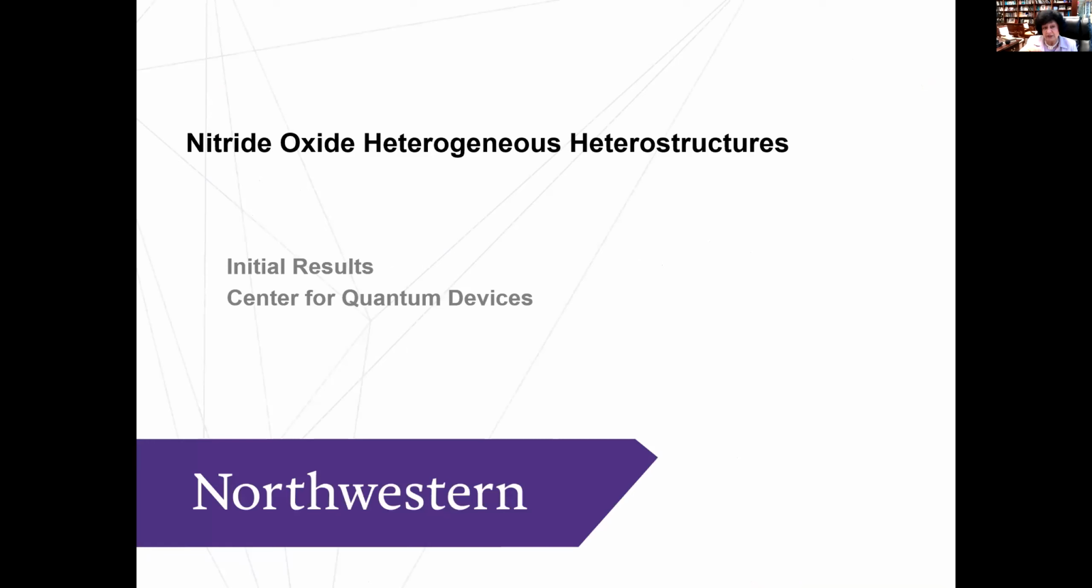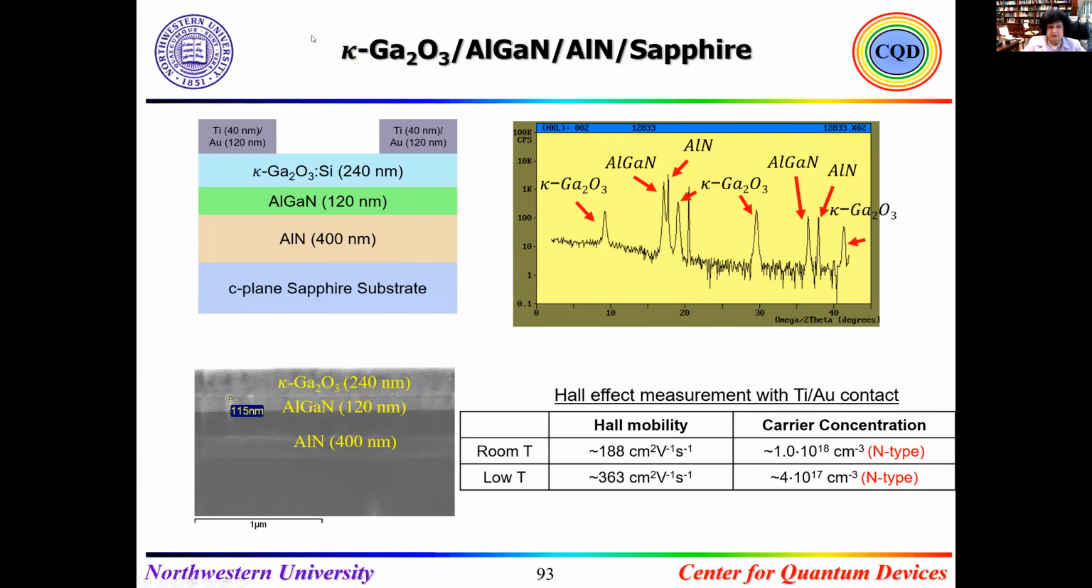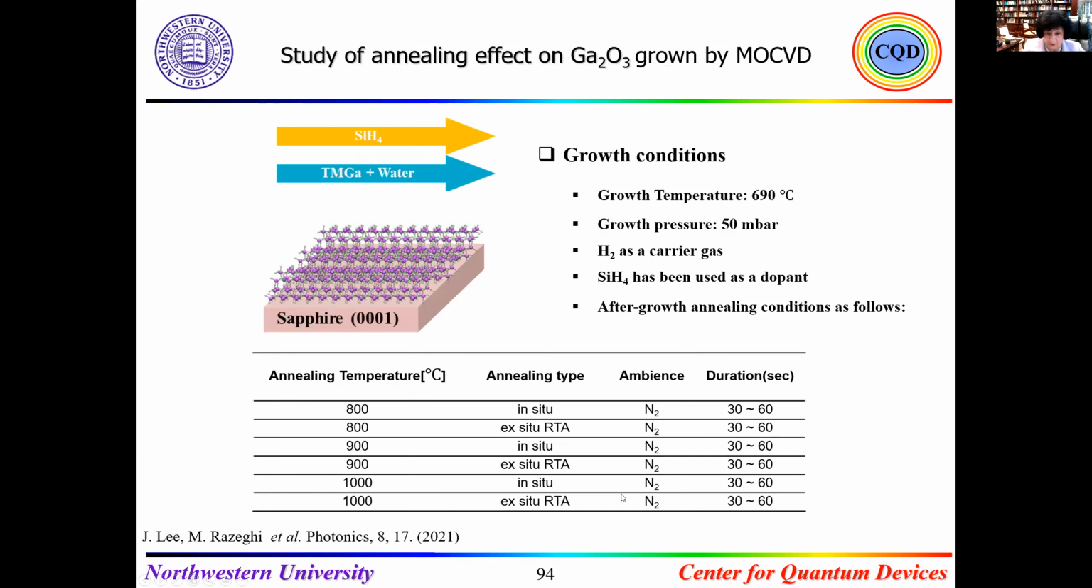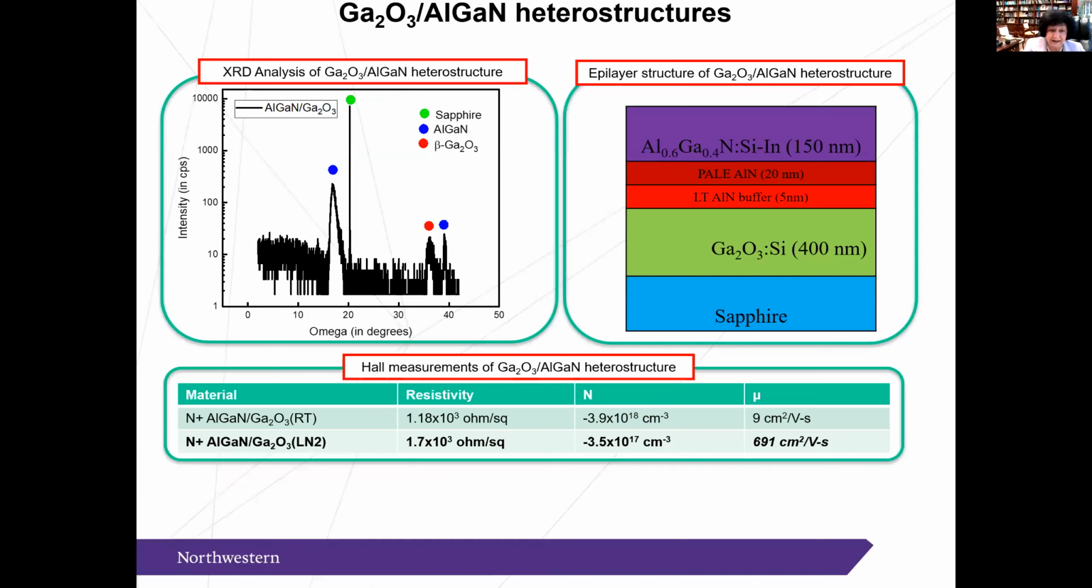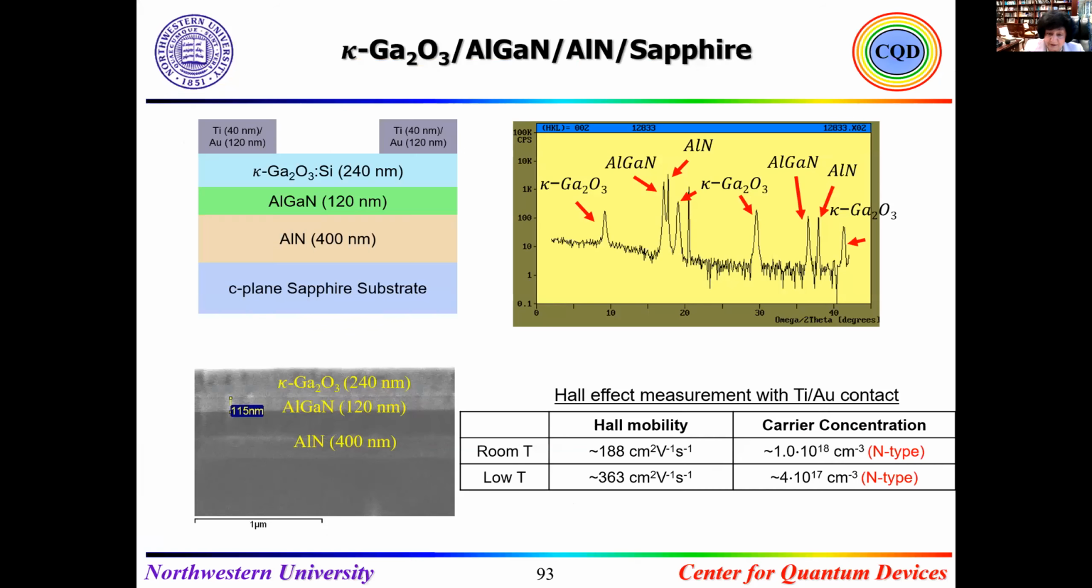Now, I would like to give you some of the nitride oxide heterostructure that we did. We tried to have gallium oxide on aluminum nitride on sapphire. That's the X-ray, and that's the scanning electron microscope. Again, we demonstrated that we can have very high mobility at room temperature and at the same time at liquid nitrogen temperature.